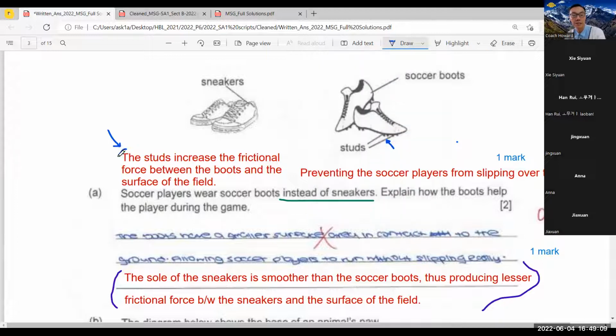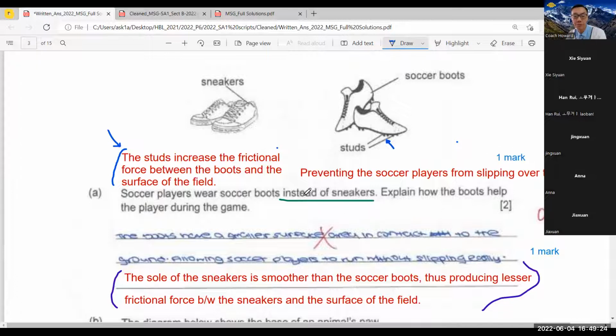So you should write the starts. Okay, the starts, this part. Increase the frictional force between the boots and the surface of the field, preventing the soccer players from slipping over the field. So this is only 1 mark.